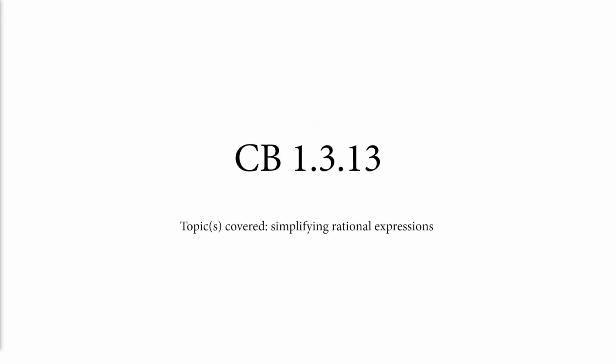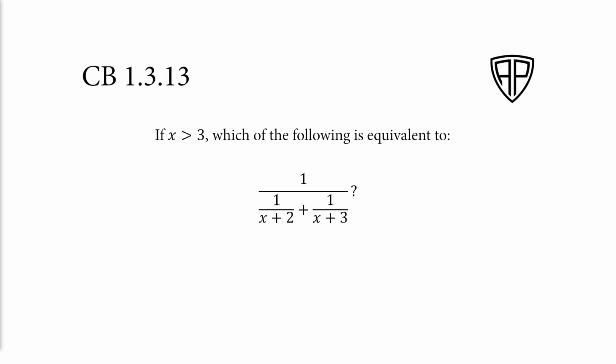This is College Board Test 1, Section 3, number 13. The topic covered in this question is simplifying rational expressions. If x is greater than 3, which of the following is equivalent to the quantity 1 over (1 over x plus 2 plus 1 over x plus 3)?